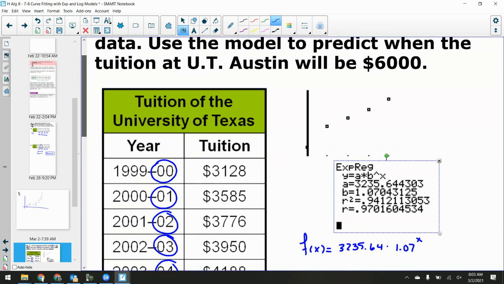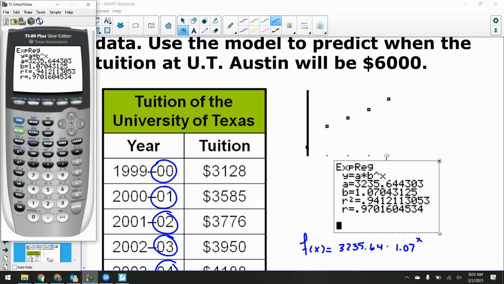So let's go ahead and graph it because I want to know what the tuition would be, or how long it would take the tuition to get up to $6,000. So I need to graph this. Let's go back into our y equals, and I'm going to put my equation in y1. And remember, to do that, you go vars, statistics, which is choice 5, and then scroll right twice to EQ. So there's my regression equation, and I graph. Here it comes in.